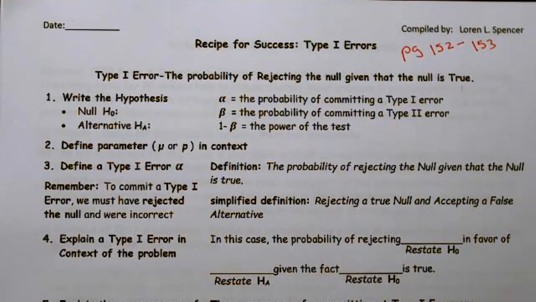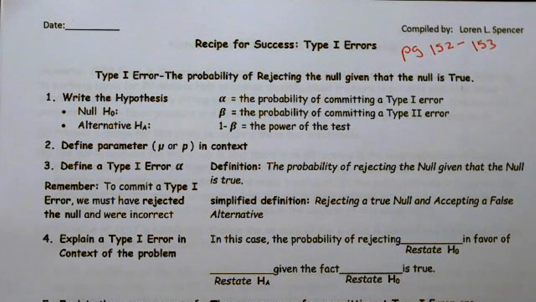Okay, this video will cover page 152 through 153 of the notes and is going to emphasize how we approach solving type 1 errors. First off, you need to write down the null and the alternative hypothesis every time you see a type 1 error problem. It'll help you understand what the question is about.